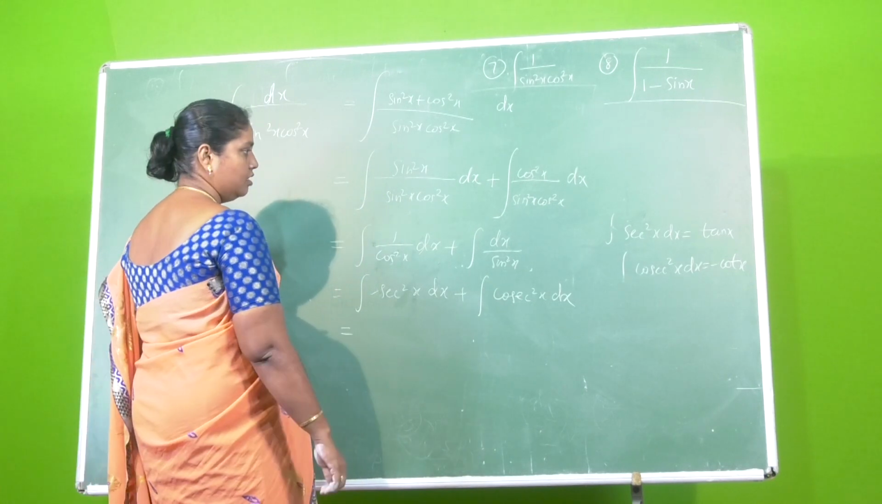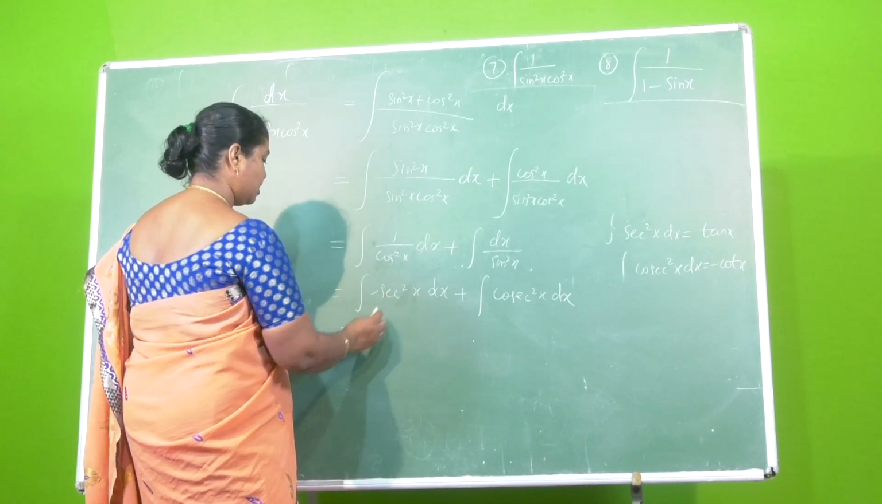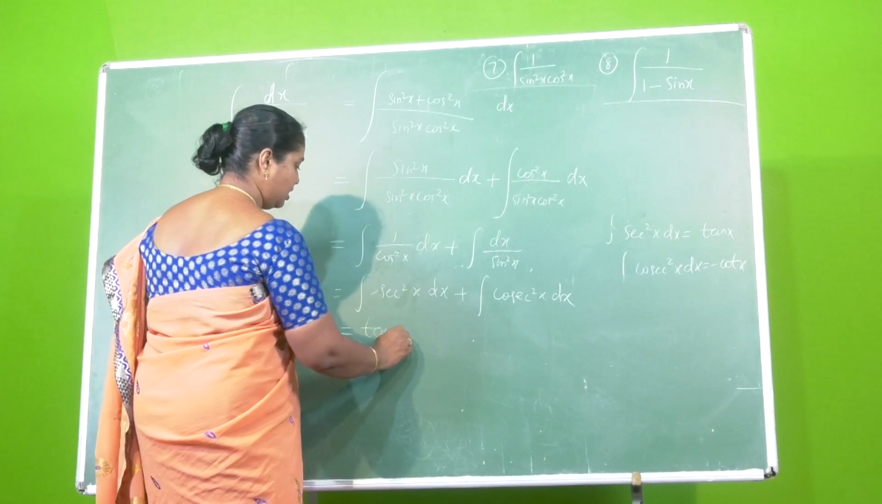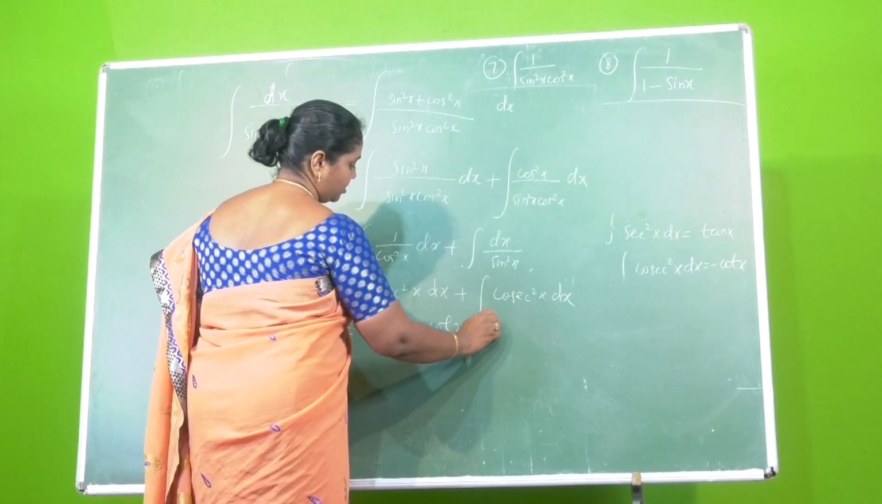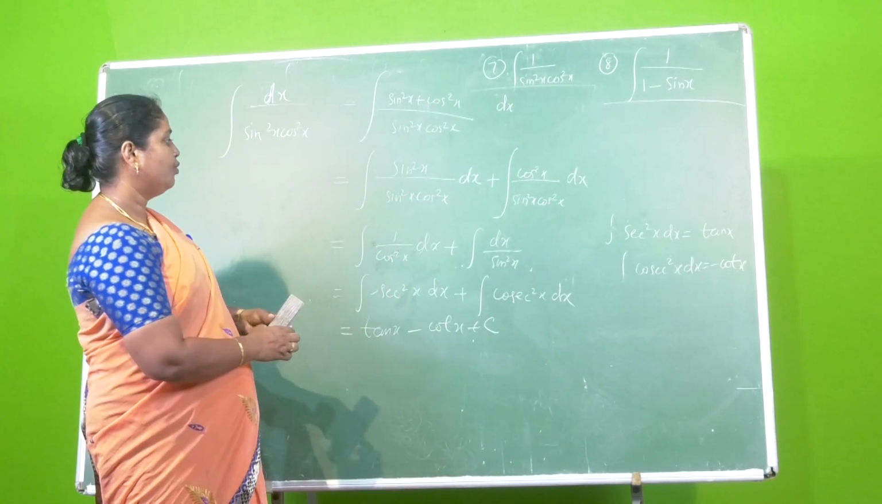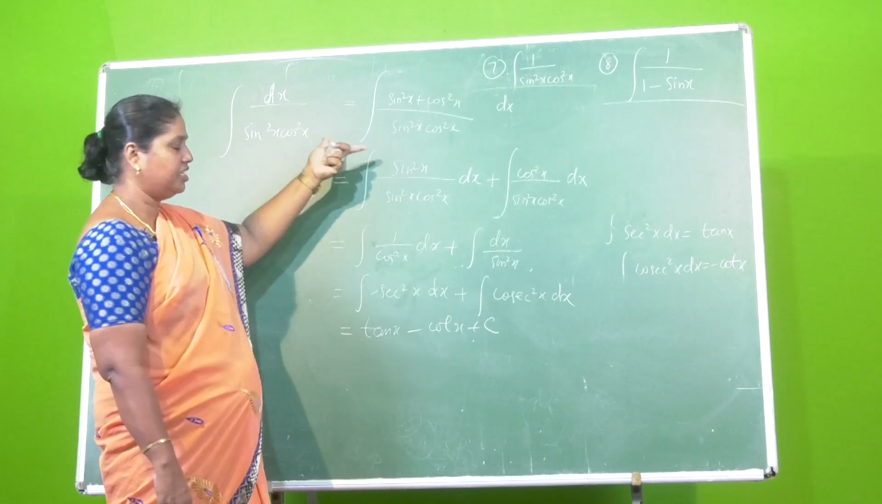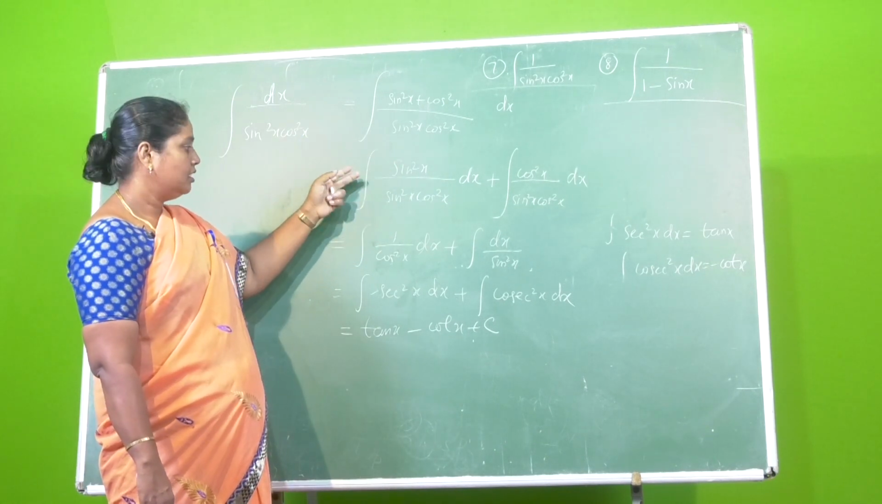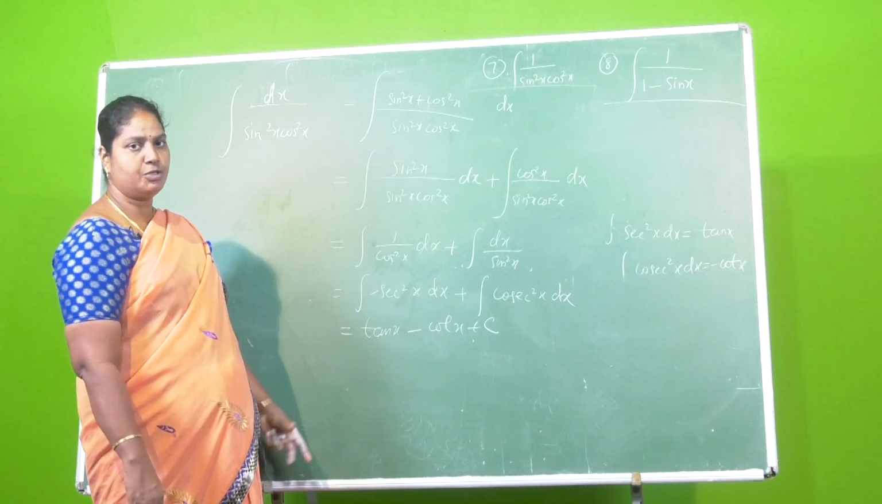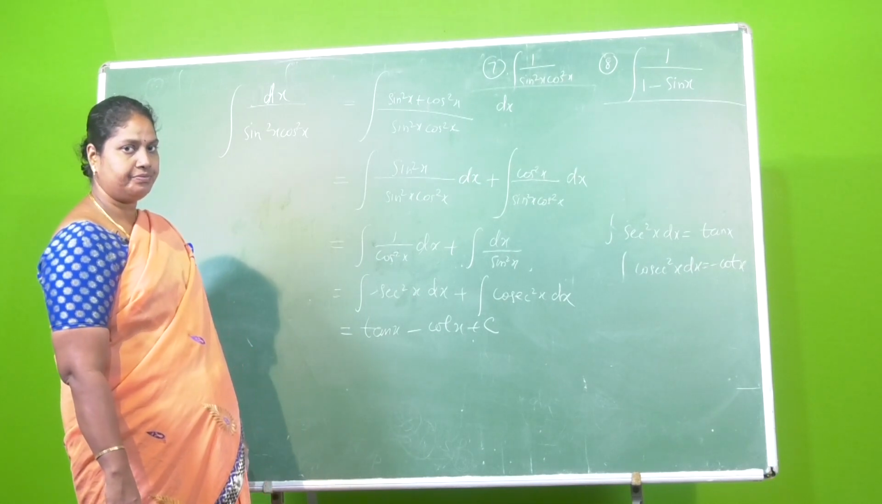Now this integral secant square x dx is nothing but tan x. This is minus cot x plus c. See, if you know the formulas and if you know the some tricks, if you guess that, then in 3 or 4 steps you will get the answer.